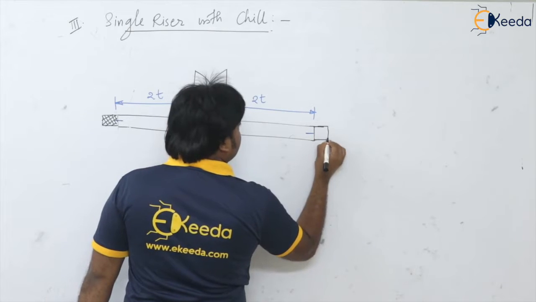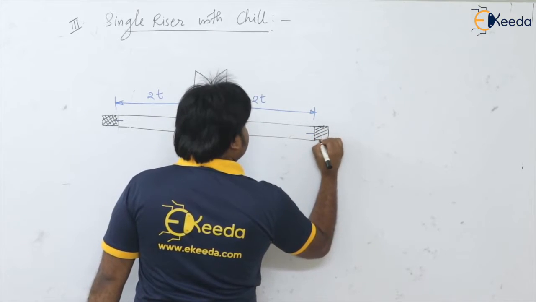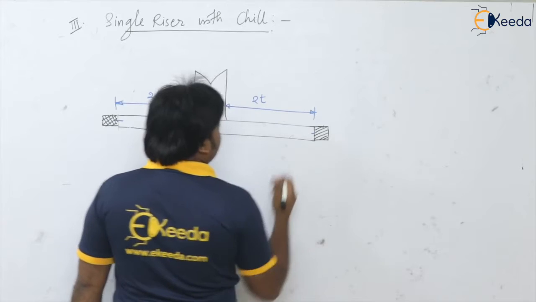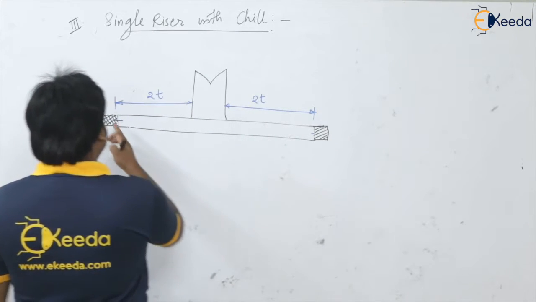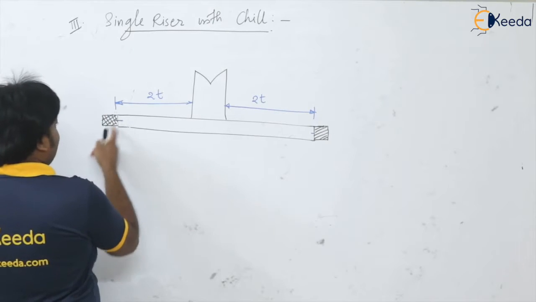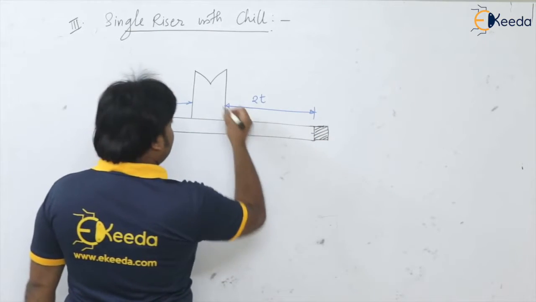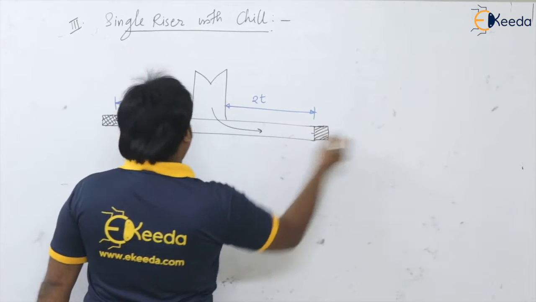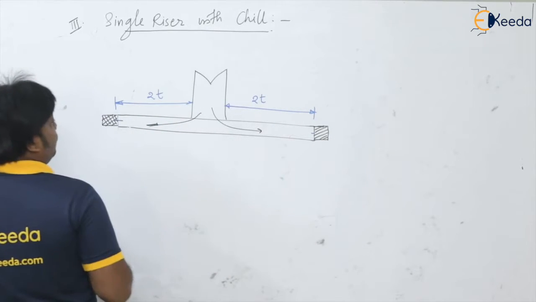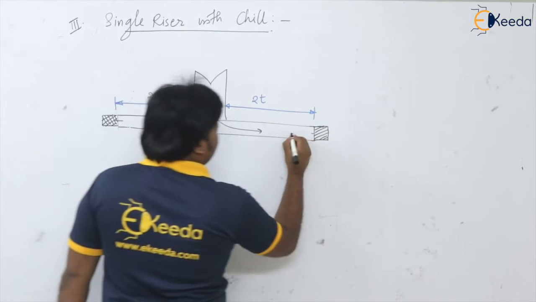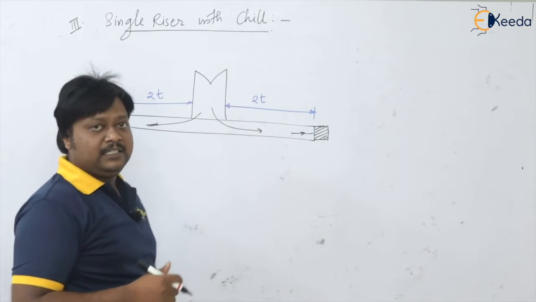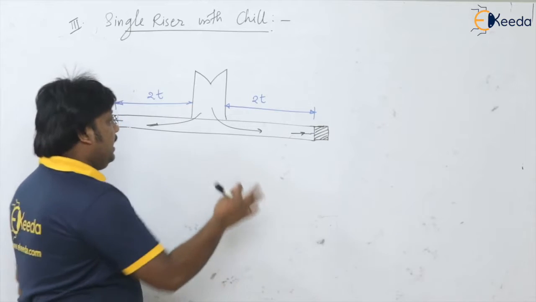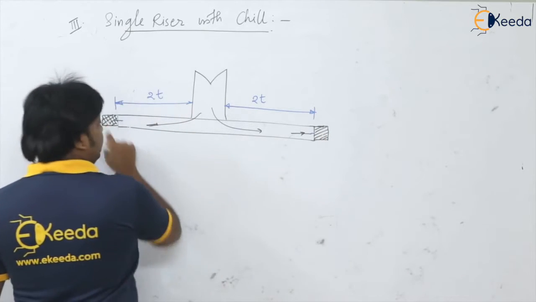So definitely, chill, what is chill doing? Chill is a metallic block having higher thermal conductivity, which can increase the heat transfer rate. So definitely if the heat transfer rate increases, the solidification occurs very fast, so the riser can feed to a greater distance, isn't it? This condition is the extension of the second condition, the end wall gradient.